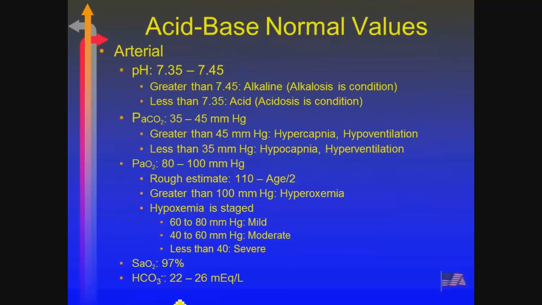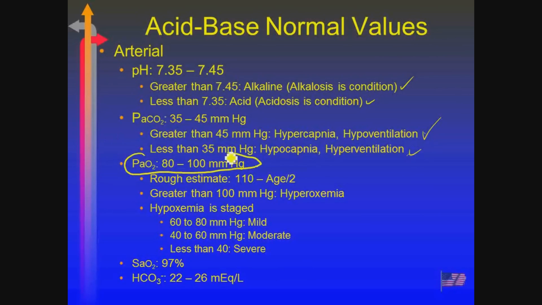Okay, let's go back to our prior values. 7.35 to 7.45, we're good there. Greater than 7.45, we're going to call an alkalosis. Less than 7.35, we're going to call an acidosis. Normal CO2 is 35 to 45. When you have a value greater, we say it's hypercapnia or hypercarbia, and that's reflective of hypoventilation. Less than 35 is hypocapnia, or what would be caused by hyperventilation. Remember that CO2 and minute ventilation, alveolar minute ventilation specifically, are inverse relationships.